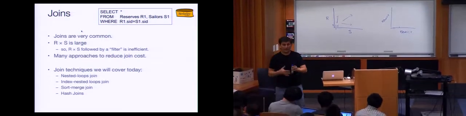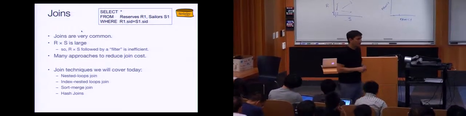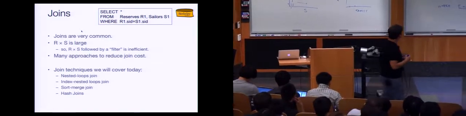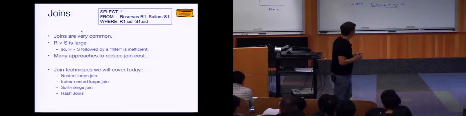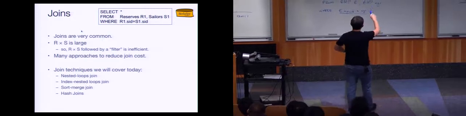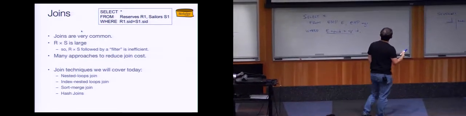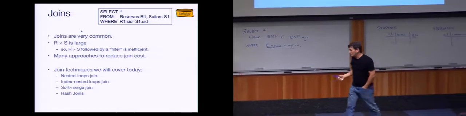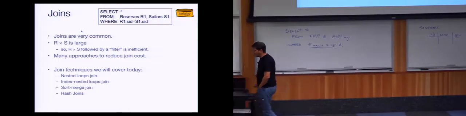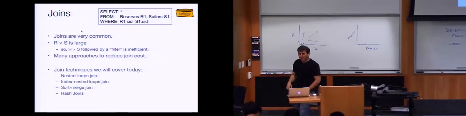Works, right? But it has this sort of n squared cost. Okay, so we'd like to do something better to reduce that cost, and we'll see a number of techniques to reduce it. Four kinds of algorithms: nested loops join, index nested loops join, sort merge, and hash. And the remainder of the lecture is going to be to go through these algorithms and talk about their costs.